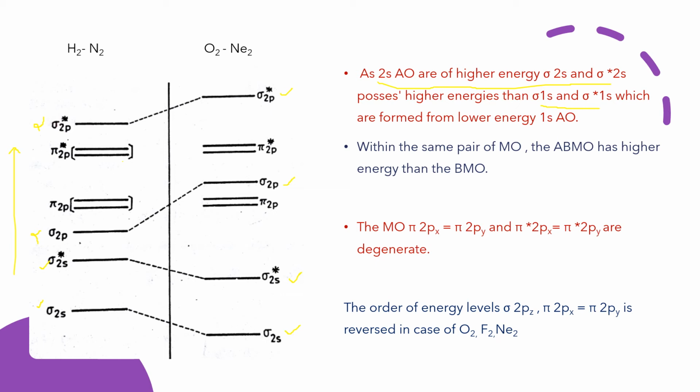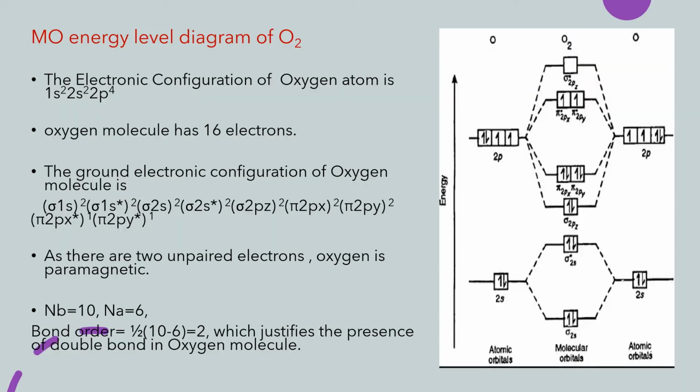And if you observe carefully, for both hydrogen to nitrogen and oxygen to neon, these two are degenerate. That is, bonding px and bonding py, and antibonding px and py, are degenerate. They are both of the same energy. The order of energy levels of sigma 2pz, px and py is just reversed here. You can observe that in the slide.